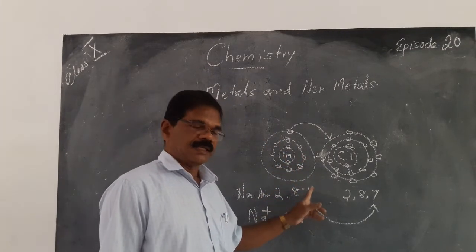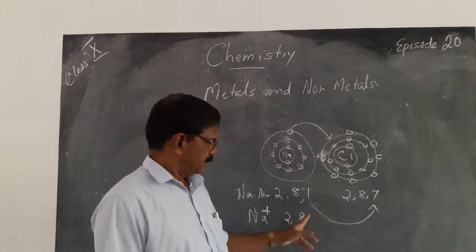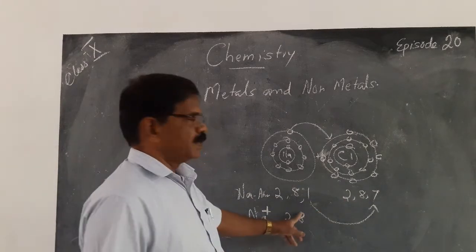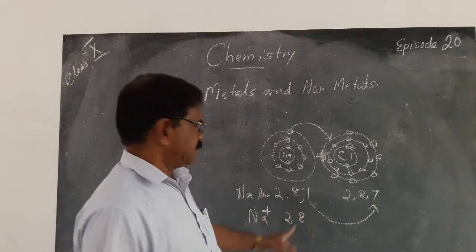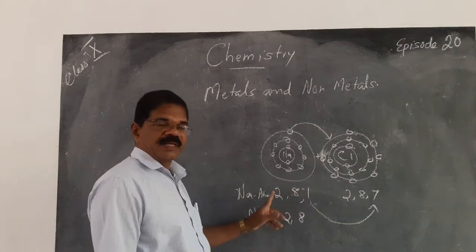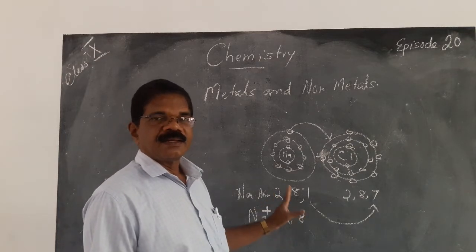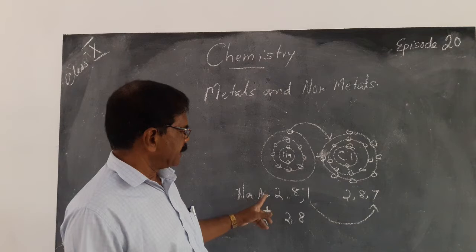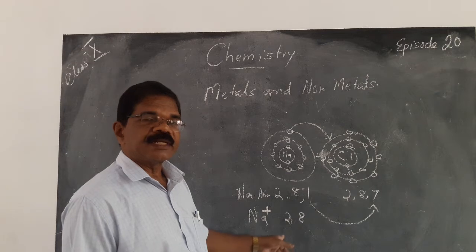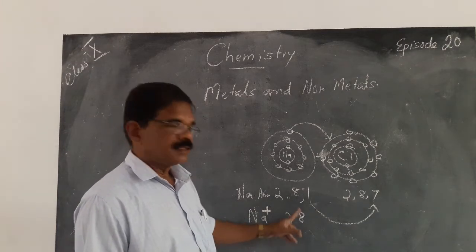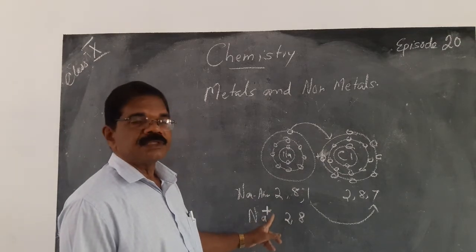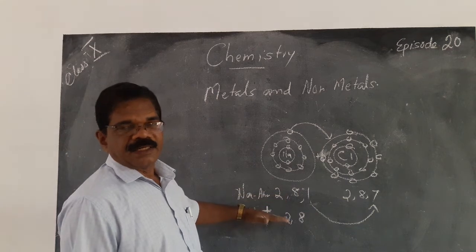When it combines with chlorine, it gives 1 electron to chlorine. When 1 electron is gone, it means 1 negative charge is gone. Then there is 1 positive charge in excess. So it is positively charged. This is the sodium ion. What is the difference between the sodium atom and the sodium ion? There are two differences. In the sodium atom the electron configuration is 2, 8, 1. The sodium ion's electron configuration is 2, 8. The second difference: the sodium atom is electrically neutral, but the sodium ion is positively charged. But how does it get positively charged?